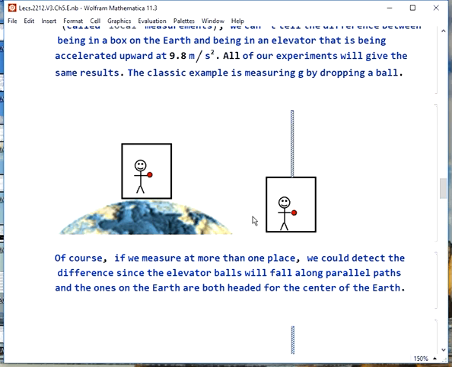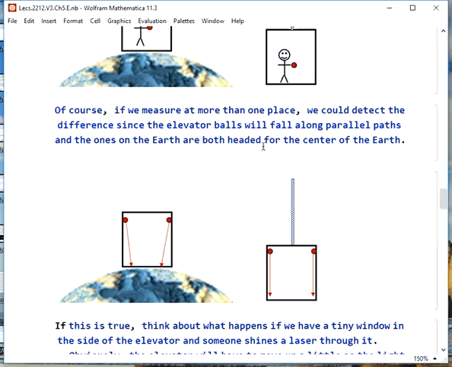Now, of course, if we measured at more than one place, we would detect a difference because on the elevator, both balls will fall straight down and they'll be parallel the whole way. But on the Earth, they actually both fall towards the center, so the balls would be getting closer to each other. Now, for a reasonable elevator, this is a ridiculously tiny change, but still.